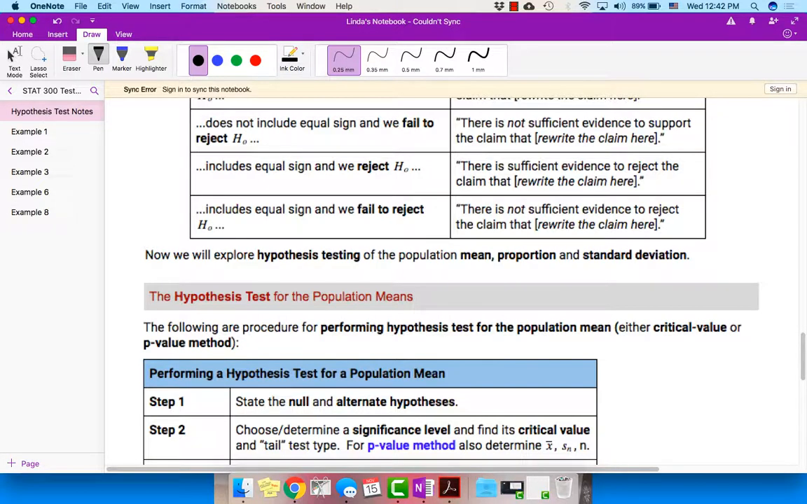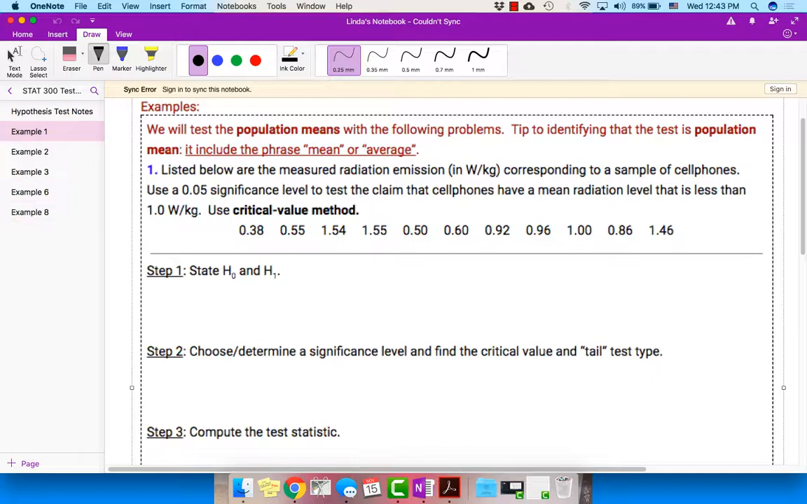Okay, students, so here is our first example. We will first test the population mean with the following problem. The tip should identify whether the test is about the population mean is some of the phrase like the mean or the average. Remember when we do hypothesis testing, it's either about the mean, the proportion, or the standard deviation.